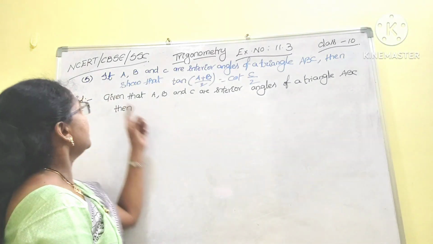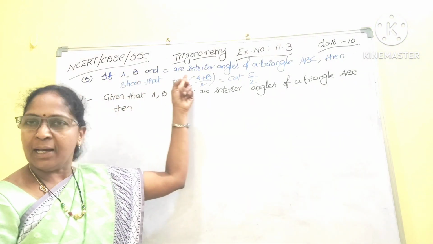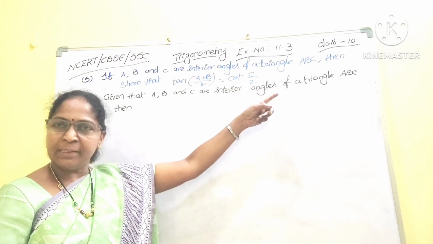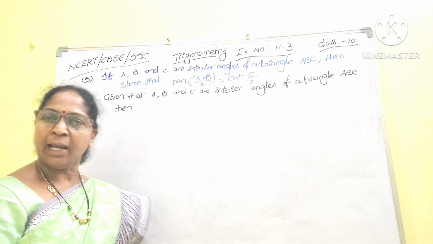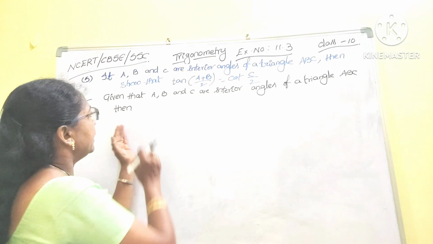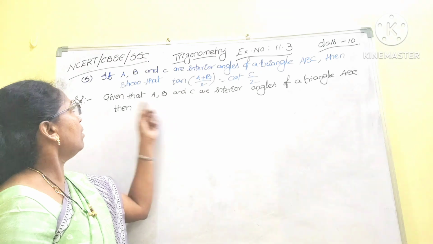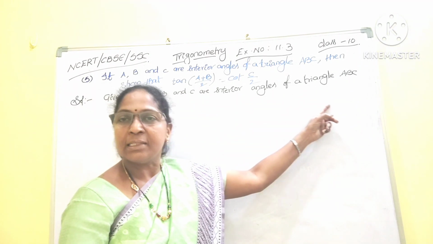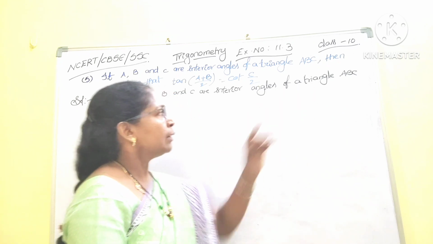Next question, the fifth one: if A, B and C are the interior angles of a triangle ABC, then show that tan (A plus B) by 2 equals cot C by 2. First write down the given thing. What is given here? Given that A, B and C are the interior angles of a triangle ABC.